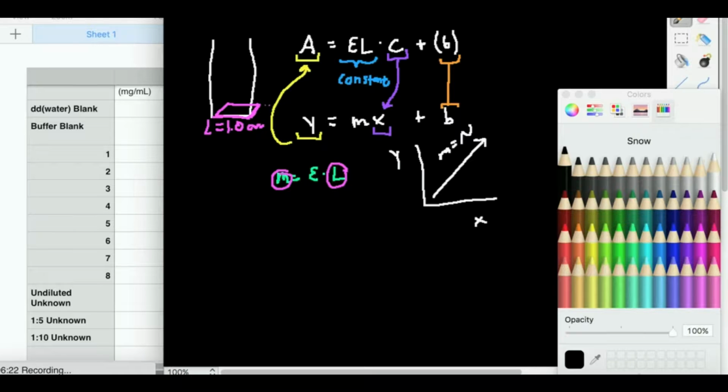So I know both these things, and what I'm going to do is find epsilon. I'm going to divide both sides by L, and it turns out that epsilon is just equal to the slope that I generate from this line, and I'll show you how to do that in a little bit.